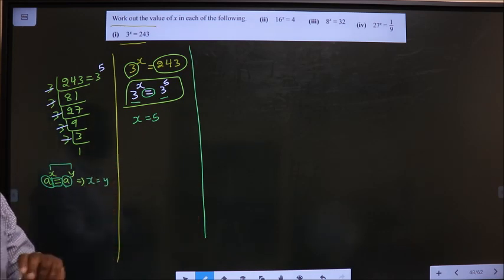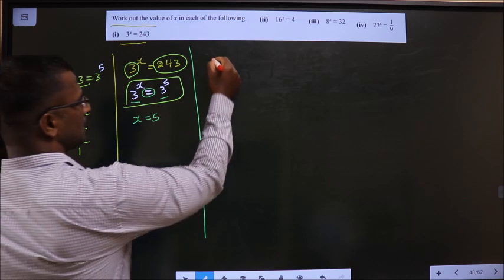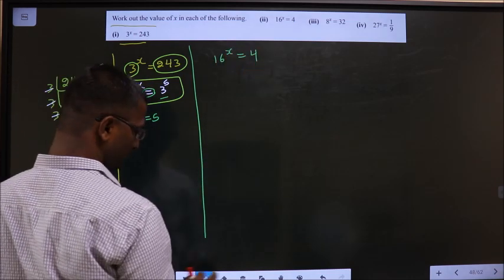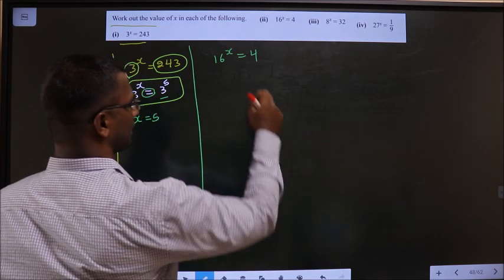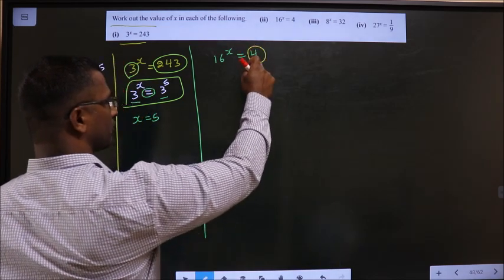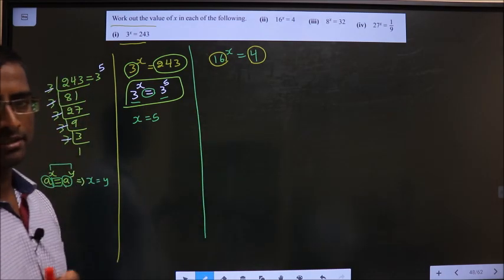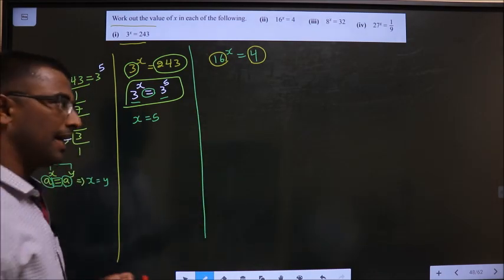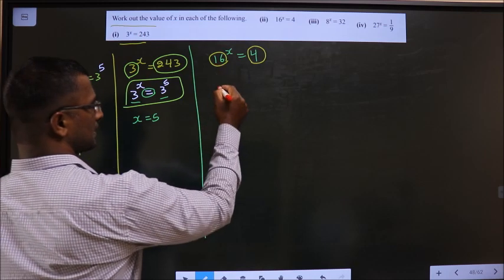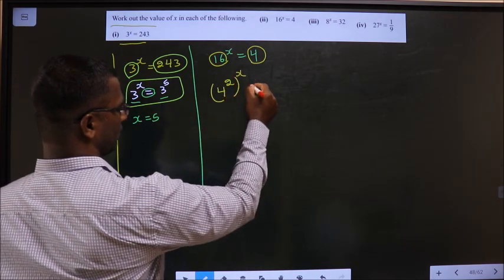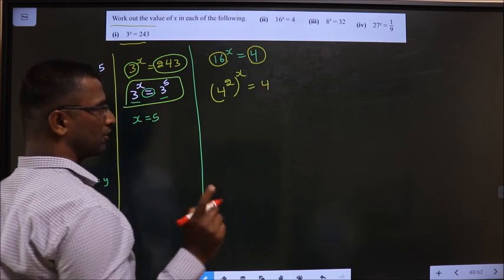Now the next one. 16 power x equal to 4. Now see here. Here the base is 4. So write 16 also to the base 4. And that is, 16 is nothing but 4 power 2. Okay. 16 is nothing but 4 power 2.